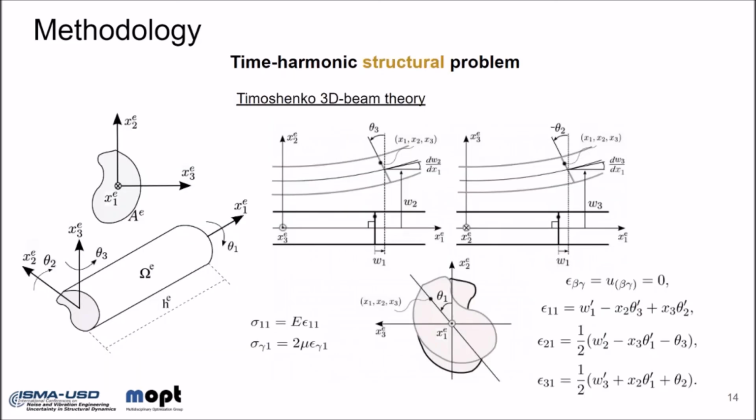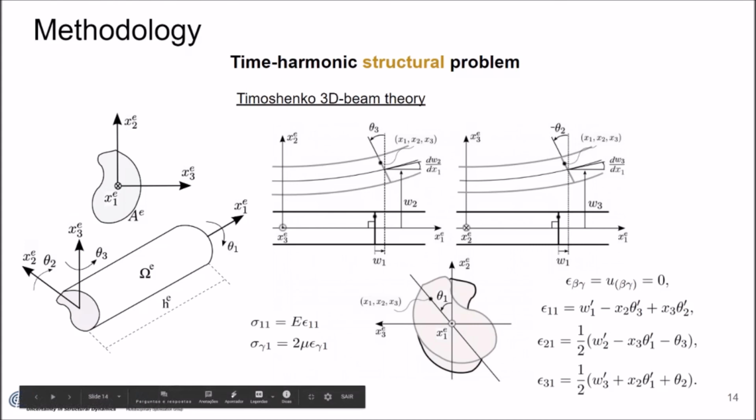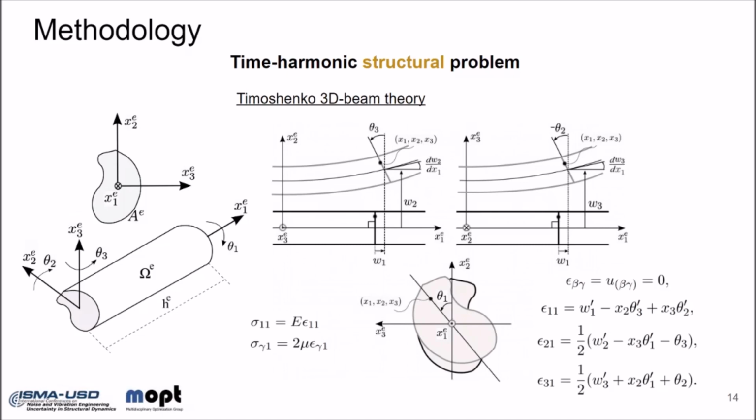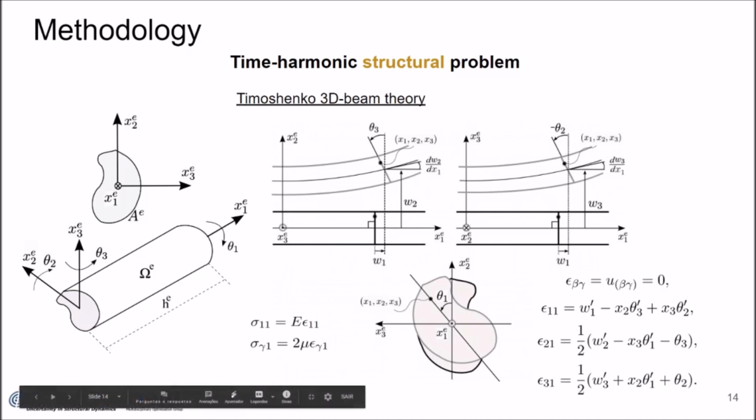After the acoustic model, let's talk about the time harmonic structural problem. Here we are considering the Timoshenko 3D beam theory, which considers shear stress and 6 degrees of freedom, 3 translations and 3 rotations. We are considering linear elastic materials.